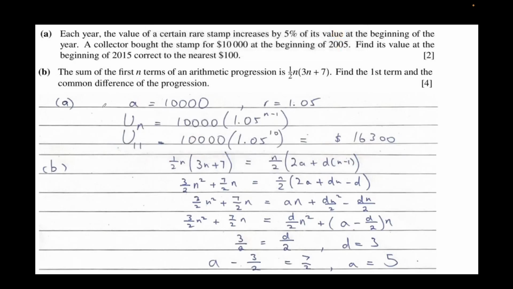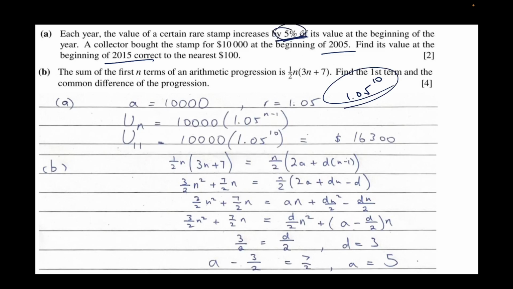The reason why for question 1, part A, u_n is equal to this is correct. The reason why we replace the n over here with 11 is because you want to multiply it by 1.05 10 times. 2005 to 2015 is a 10 year difference. You multiply it by 1.05 10 times to reflect how much it's increased, because it increases by 1.05.